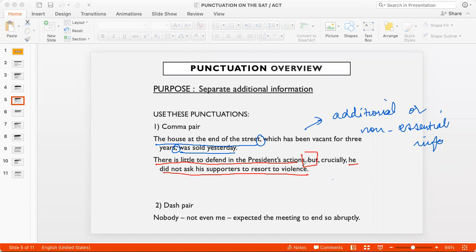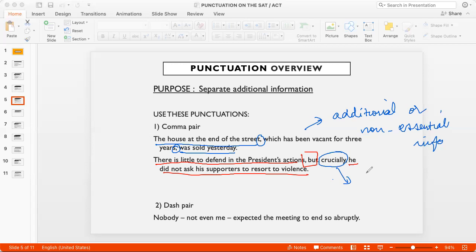There is little to defend. What he did was not correct. But at the same time, it's important to note that he did not actually ask his supporters to resort to violence. So I'm connecting two independent clauses with a comma plus a fanboys. So the first comma is for the fanboys but. Now, let's change the color again and try and understand what this word crucially is doing here. This word crucially is trying to explain the meaning inherent in the sentence, right?